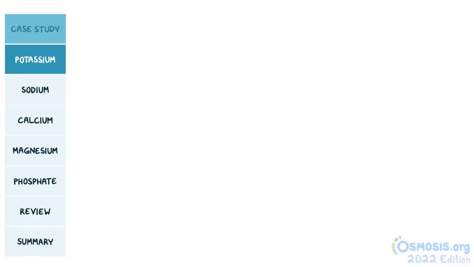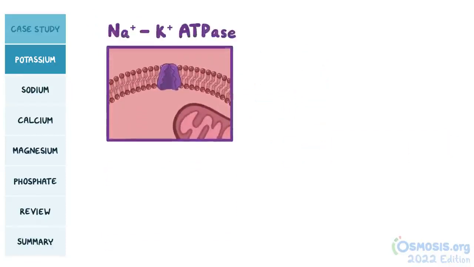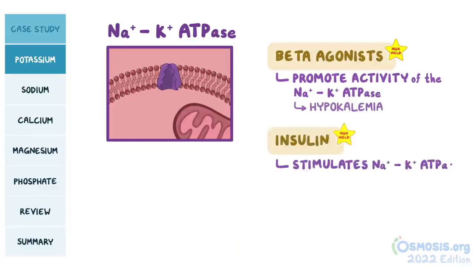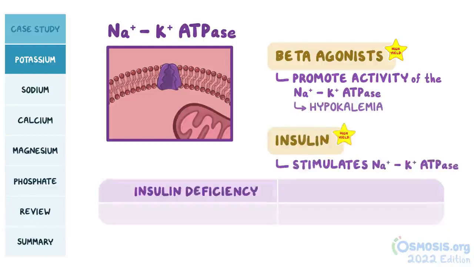Next, there are things that affect the sodium-potassium ATPase. Specifically, beta agonists promote the activity of the sodium-potassium ATPase, leading to hypokalemia. Next, there's insulin, which normally stimulates the sodium-potassium ATPase. When there's insulin deficiency, like with diabetes mellitus, there can be hyperkalemia, and when there's too much insulin, there can be hypokalemia.